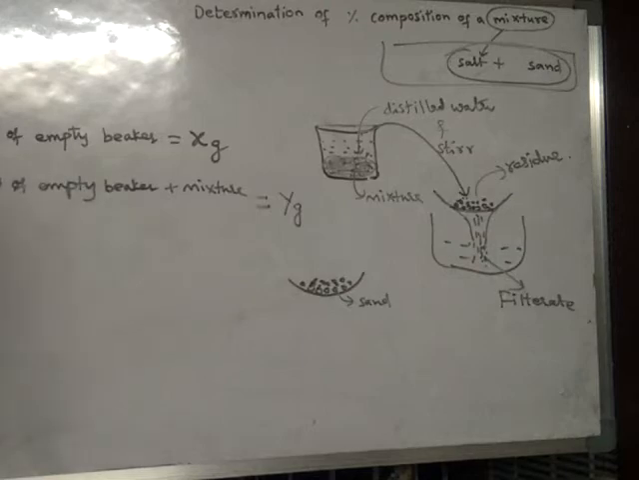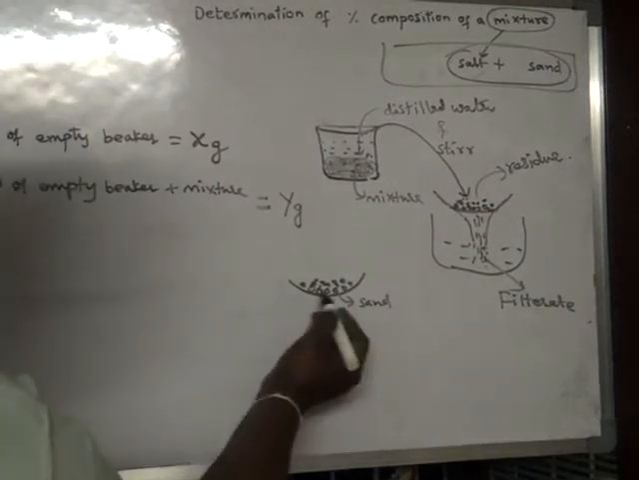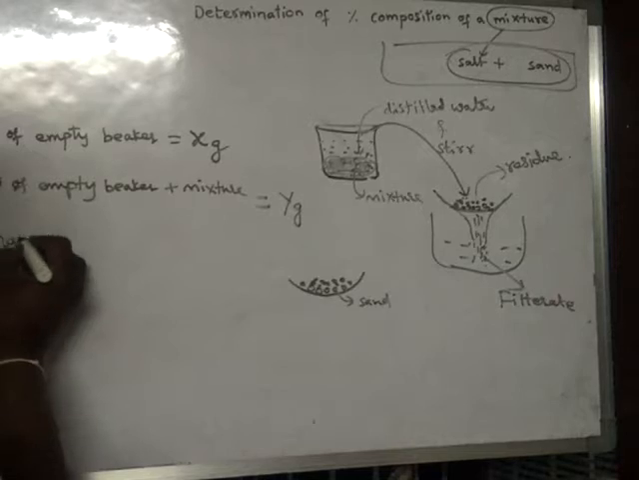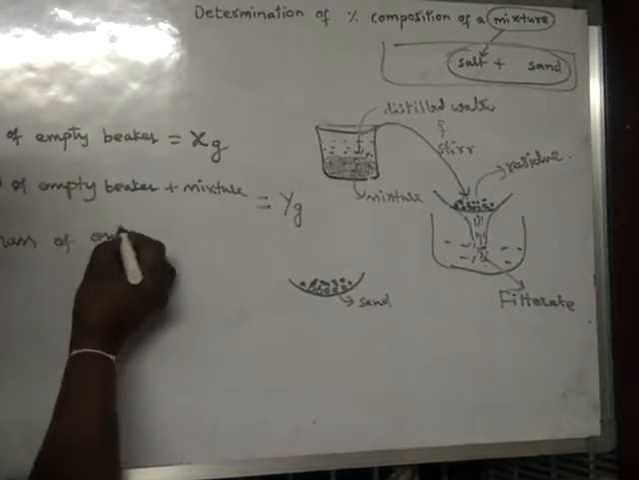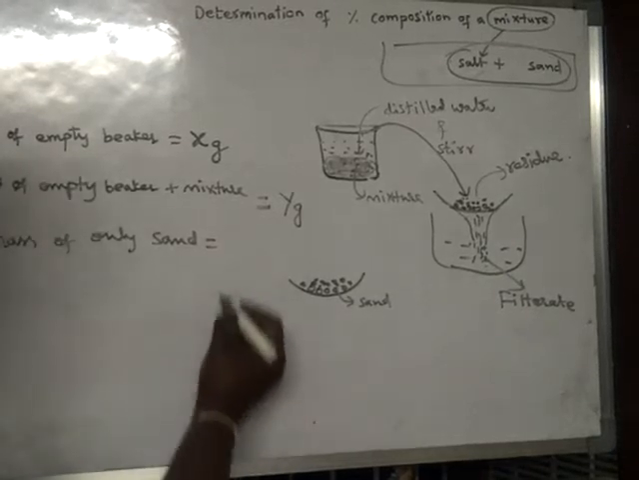Just dry the sand. After drying the sand, again find its weight. Let the mass of only the sand be z grams.